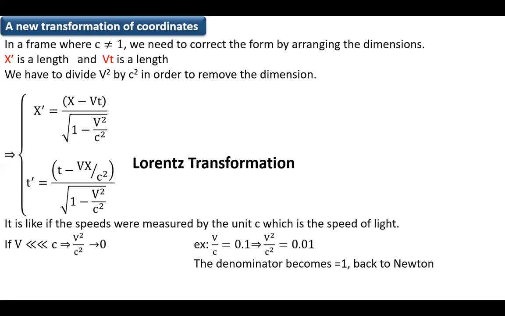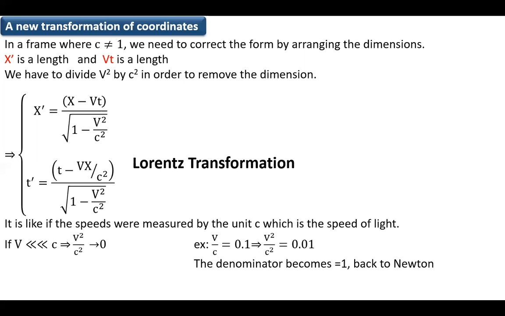So in this case, it is as if we are measuring the speeds by the unit c, which is the speed of light. So when they tell you that a speed is 0.5, for example, if you see it in a book or in a reference, it means it is equal to 0.5 c. So we are measuring now the speeds with the unit c. So v is equal to 0.5 means that v is equal to 0.5 c.